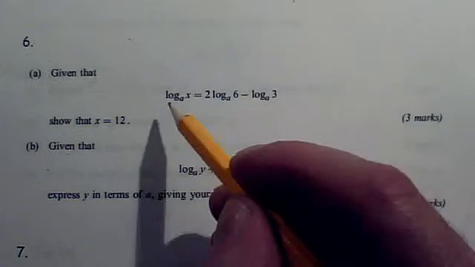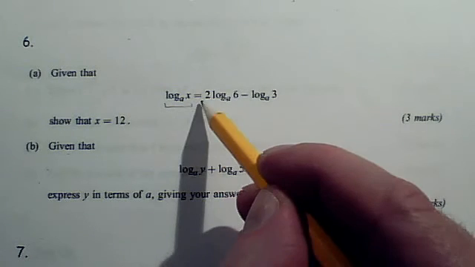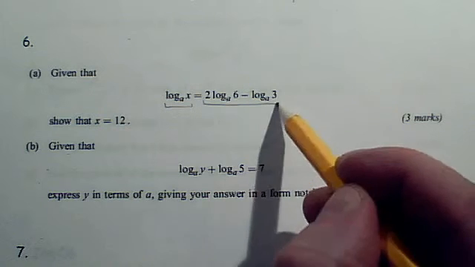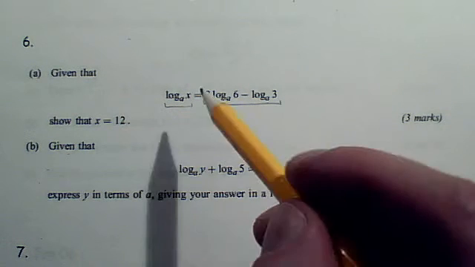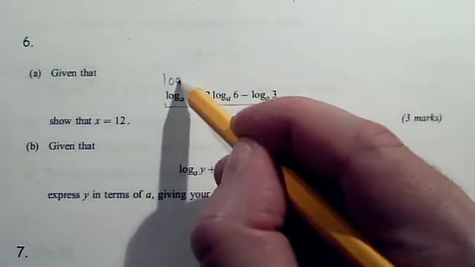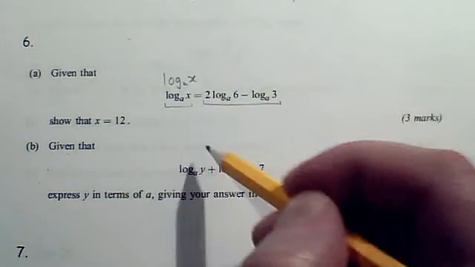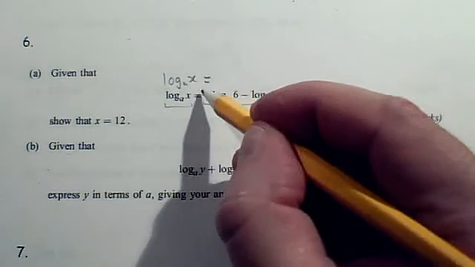Oh look, we've got a log of a single thing, a single log on one side, equaling a combination of logs on the other side. So the normal strategy here is to leave this side alone as log to the base a of x, and try and compress this into a single log. And you do that in two stages.